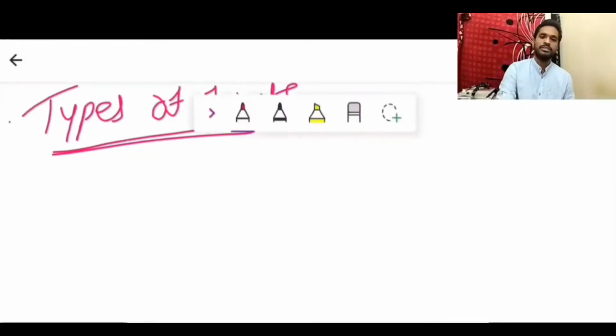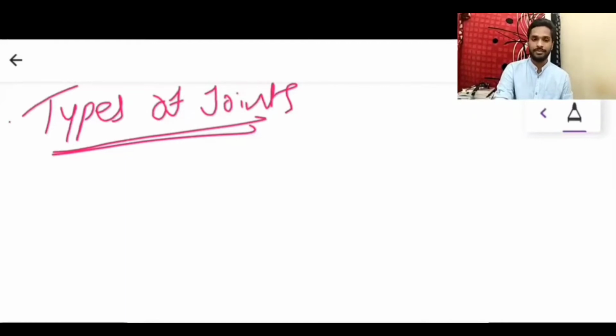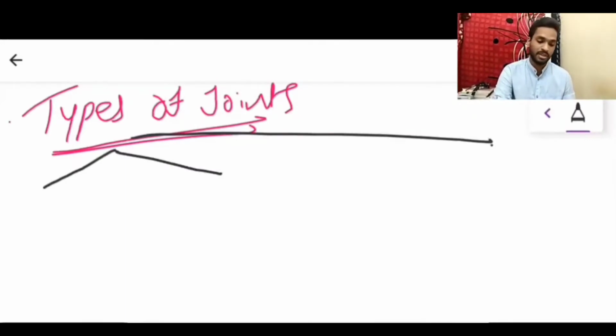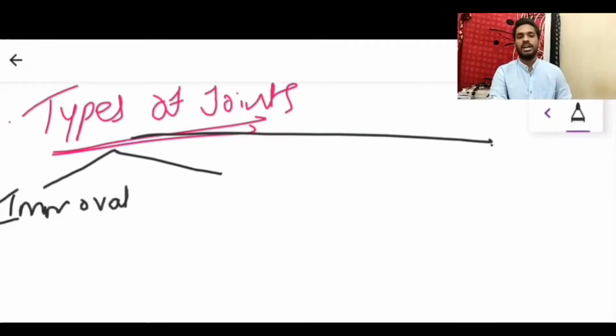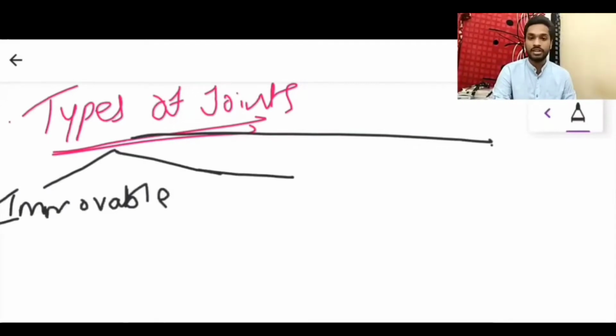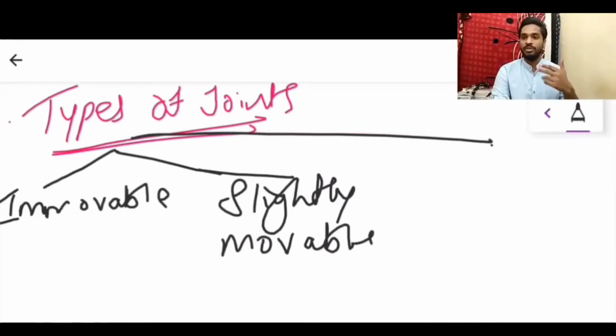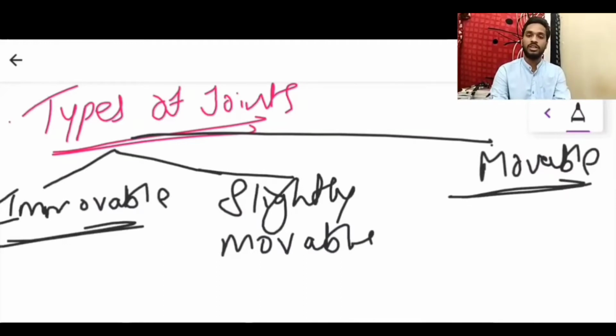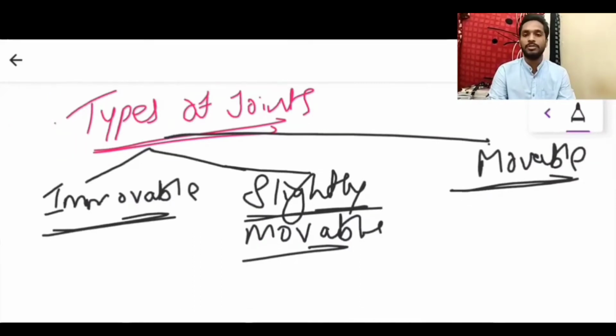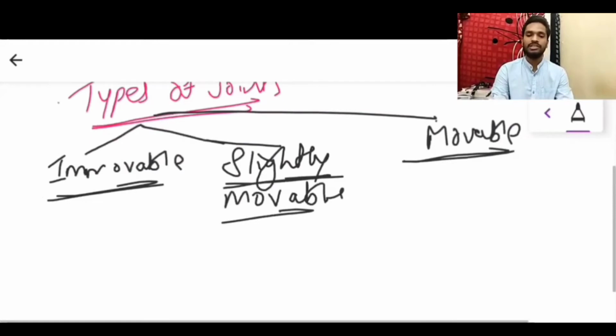Types of joints are of three types, based on how they are moving. The joint can be completely immovable, or it can be a slightly movable joint, or it can be a completely or freely movable joint. This thing, immovable, slightly movable, or movable, is not the actual classification.